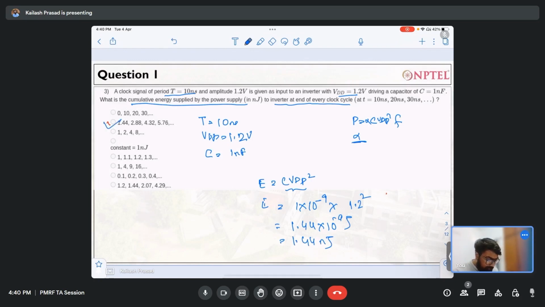There is only one such answer per cycle. If we want to calculate at 20 nanoseconds, you add it two times: 1.44 plus 1.44, this will be 2.88. So this is the cumulative energy it has asked. After one cycle, it will be 1.44. After two cycles, it will be 2.88. After three cycles, it will be 1.44 multiplied by 3, that is 4.32. Then after four cycles, it will be 1.44 multiplied by 4, which will be 5.76. So this is how this question has to be done.